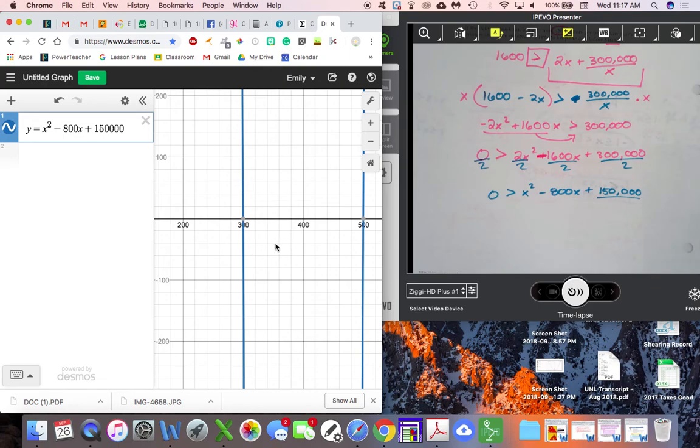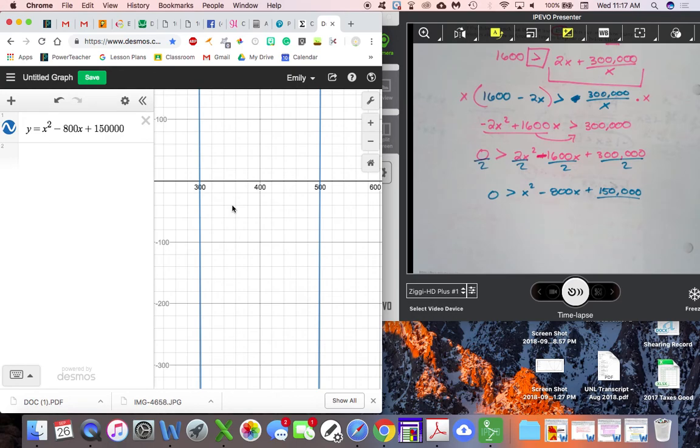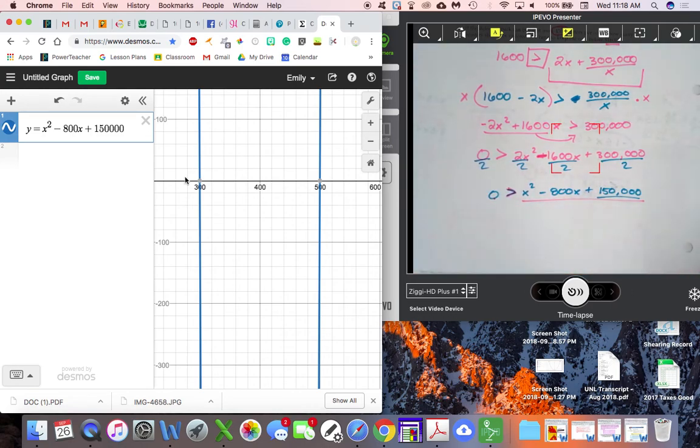Oh, okay. I see. Okay, now, if you look at this graph here, this point right here at 300 is where it crosses the x-axis, right? Because we're comparing to 0, we're seeing where it crosses the x-axis. Before, we were trying to figure out where it was above the x-axis. But here, we're doing below because we want to know when this is less than 0.